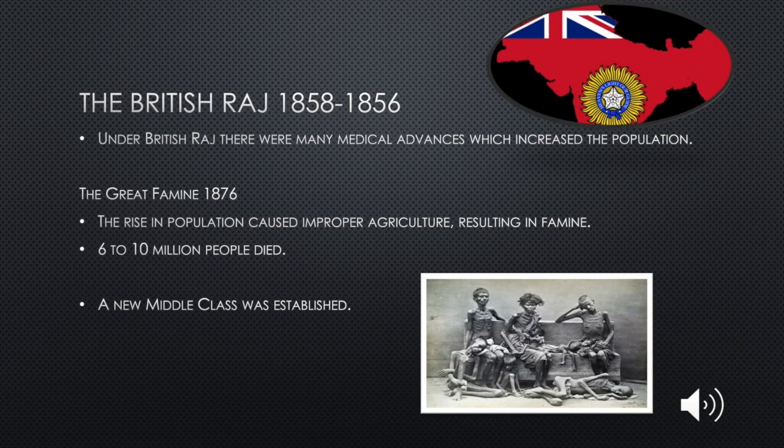Under the British Raj, there were many medical advances, including smallpox vaccinations, improved sanitation, and quarantine procedures. These improved conditions caused a rise in population. Because the population was so high, landlords failed to give proper agriculture innovations, causing the Great Famine of 1876. 6 to 10 million people died. A new middle class was established in India. Because of this, a social reform and political action began.